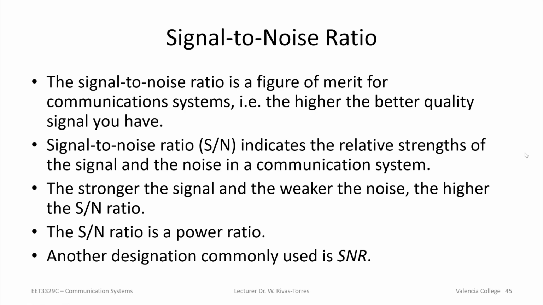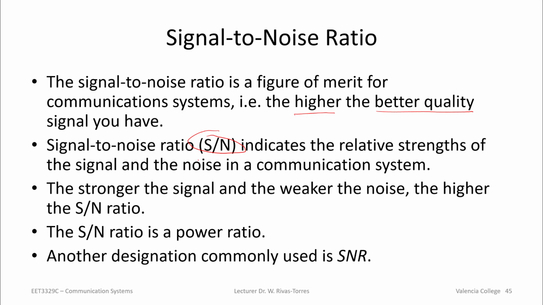Now let's talk about signal to noise ratio and why we bother to do this ratio, right? It's because it's a figure of merit for your communication system. The higher the signal to noise ratio, the better the quality of the signal you have. Signal to noise ratio, which we sometimes abbreviate as S over N, indicates the relative strength of your signal to the noise in your system. The stronger the signal and the weaker the noise, the higher this ratio is going to be.